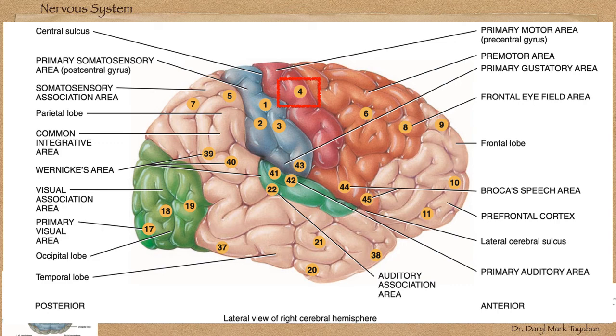So let's talk about area 4. It's what we term the primary motor area. It is located in the precentral gyrus of the frontal lobe, and it is responsible for the different muscles. My laptop battery is low, but I'll talk faster. And muscles are represented unequally in the primary motor area.